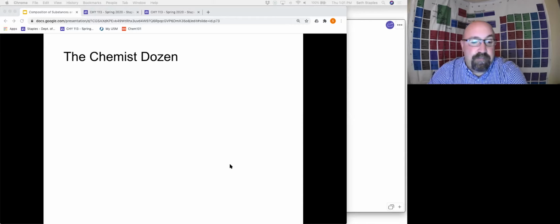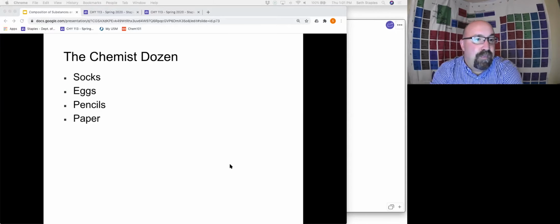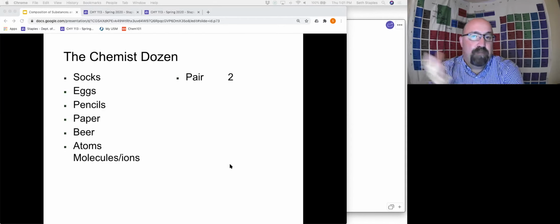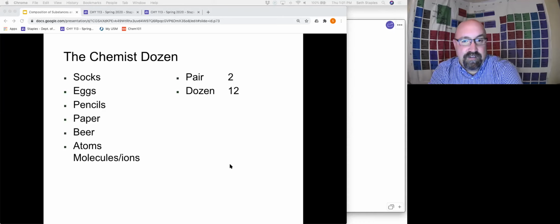And so sometimes people call the mole the chemist's version of a dozen. For instance, if we're counting things like socks, eggs, pencils, paper, beer, atoms or molecules, then if we're thinking about the number of socks, we think about those in terms of a pair of socks, and we know that one pair equals 2. If we're counting eggs, we'll probably count in terms of a dozen. How many dozen eggs do you have? And everybody knows that a dozen means 12.